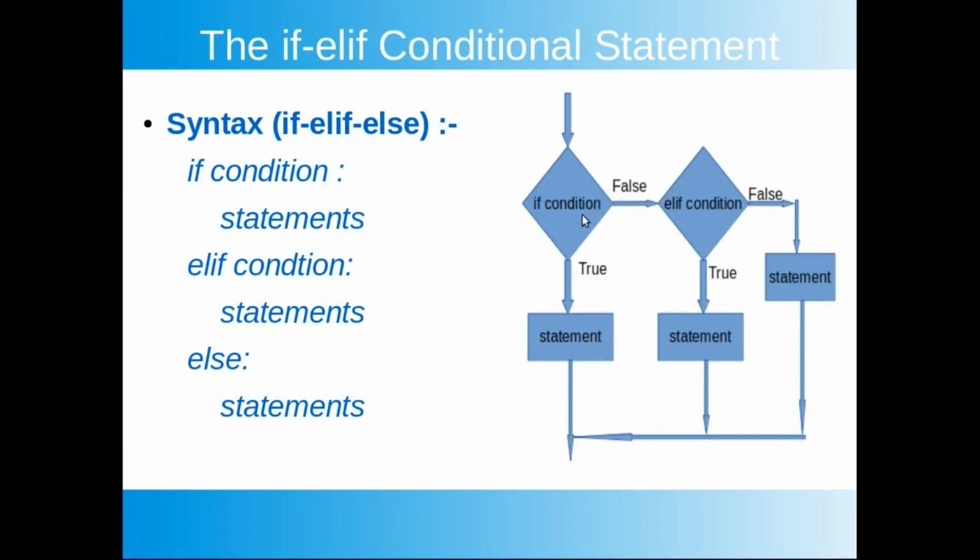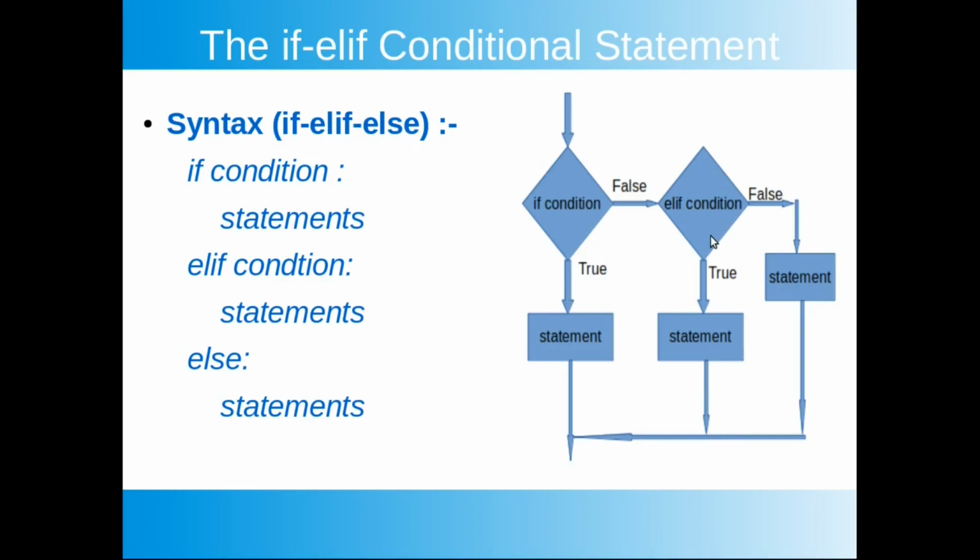So here, if the condition is true, then the statement inside the if block will be executed, and after that the control will return to the original flow. But if the condition becomes false, then the control will go to the elif condition and it will check whether the condition is true or not. So let us say if the condition becomes true, then the statement inside the elif block will be executed, and after that the control will return to the original flow.